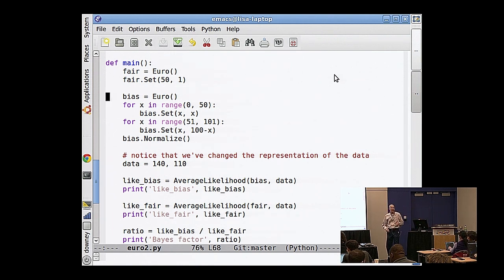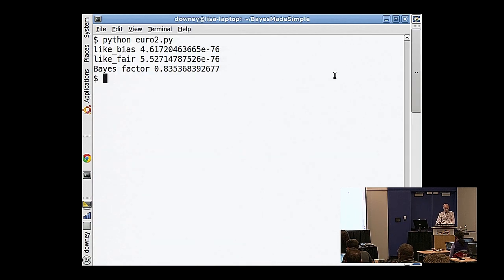Okay, let me look at a couple of examples. This is the triangle prior that I was just telling you about a minute ago. This is a more reasonable definition of what biased might mean to you. And here's what that outcome looks like. The likelihood under the fair hypothesis has not changed.